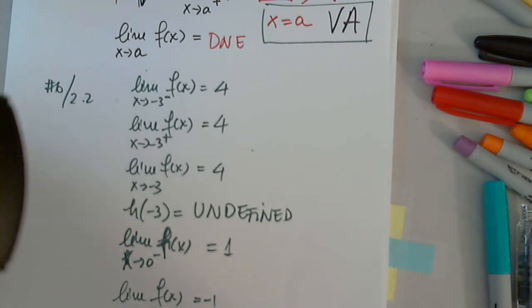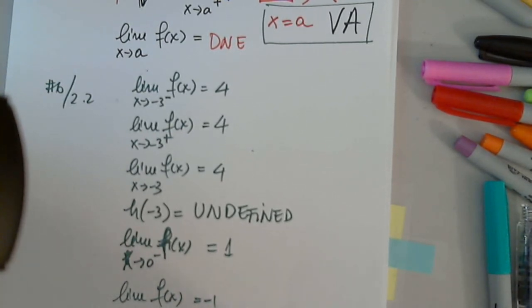Okay, the limit of the function when x approaches 0 from either side. DNE. Awesome. They are not the same. H of 0, please.